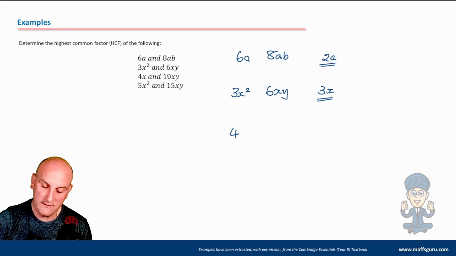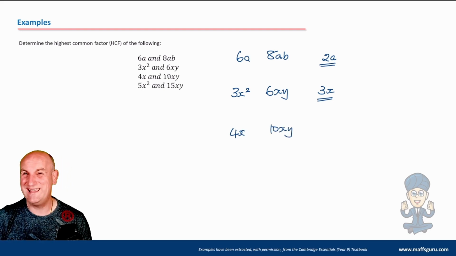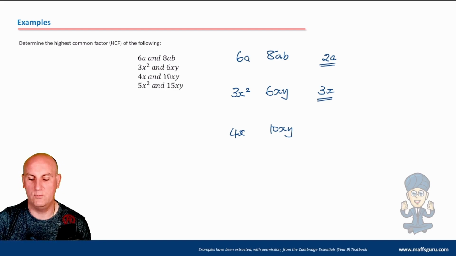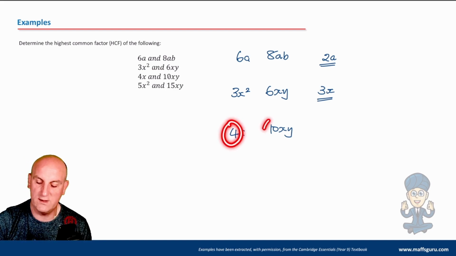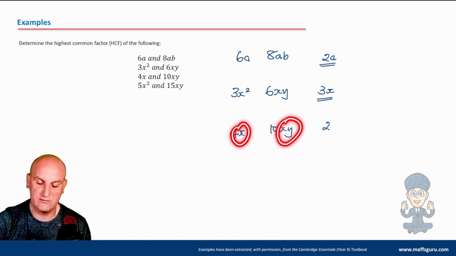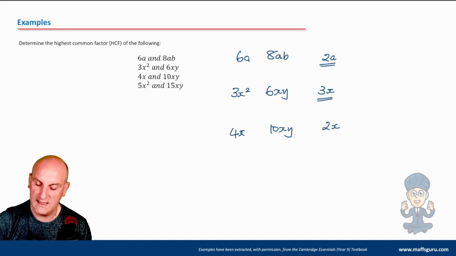My goodness. What about 4x and 10xy? They seem to be fairly common now, don't they? 4 and 10. What's the highest common factor between 4 and 10? It would have to be 2. That's the highest number that goes into both of those. What about x and xy? Well, again, it would be x.